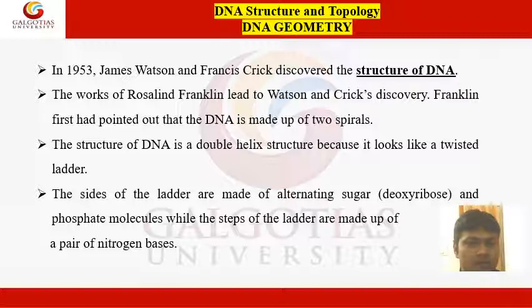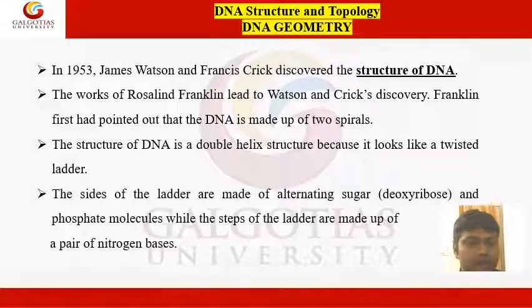So now DNA geometry. In 1953, James Watson and Francis Crick discovered the structure of the DNA. The work of Rosalind Franklin led to the Watson and Crick discovery. Franklin first had pointed out that the DNA is made up of two spirals. The structure of the DNA is a double helix because it looks like a twisted ladder.